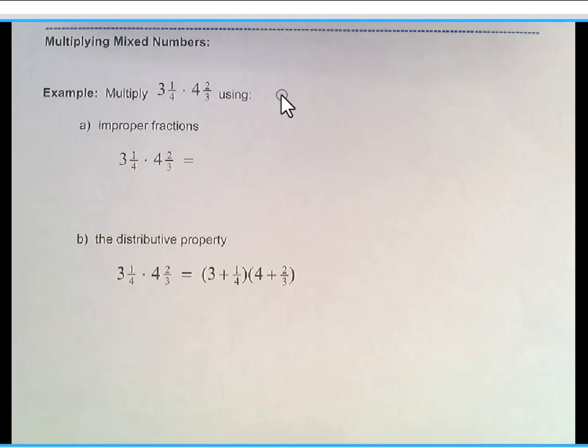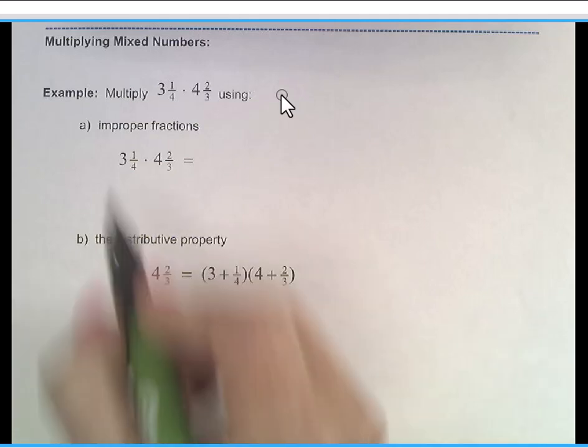Now I'm going to show you how you can multiply mixed numbers. There's two ways that you can multiply mixed numbers. You can convert everything to improper fractions and multiply that way, or you can keep the numbers as mixed numbers and use a distributive property. So I'll show you both and kind of let you decide which one you like better. I definitely have one that I like better, but we'll see what you guys think.